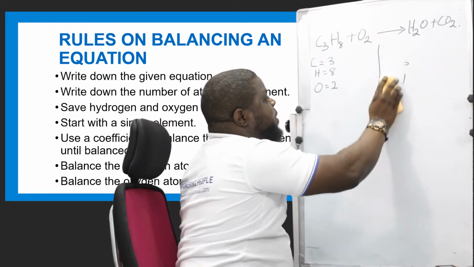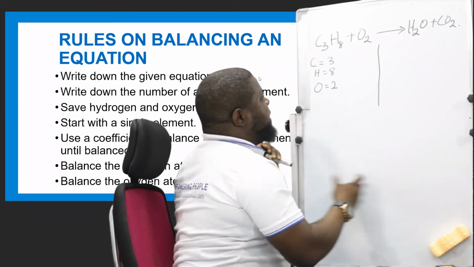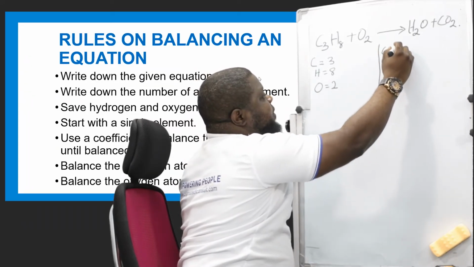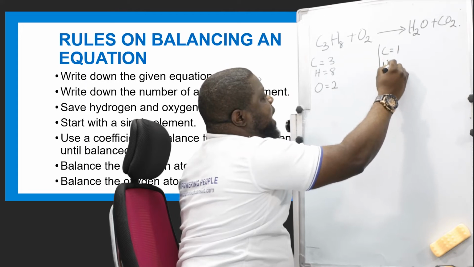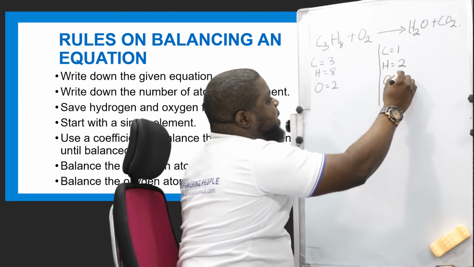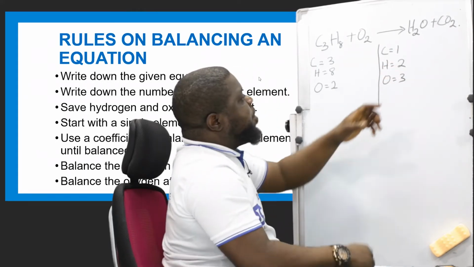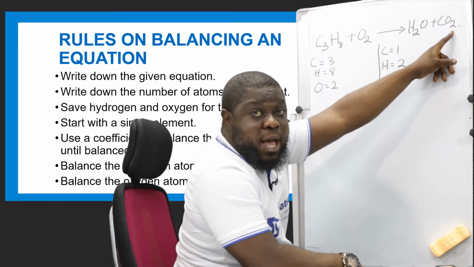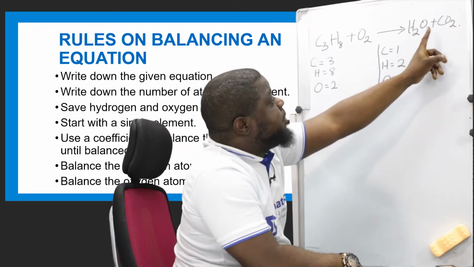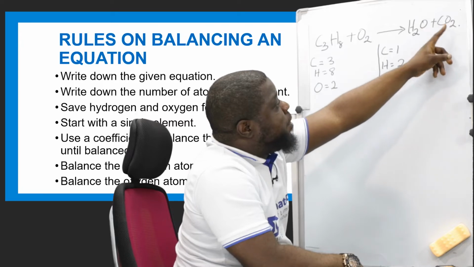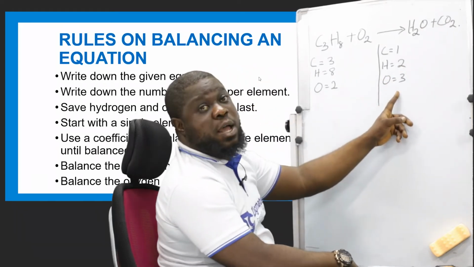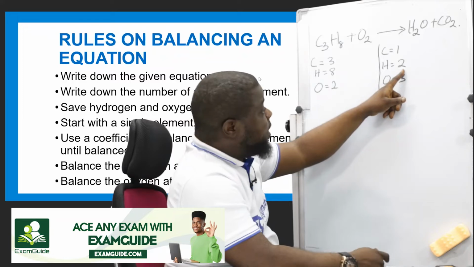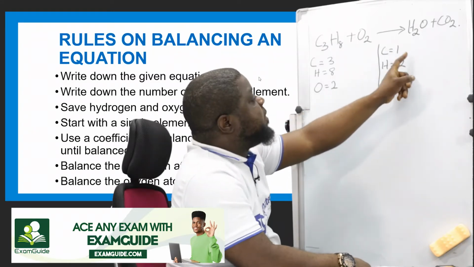Let's take the right side the way we wrote the left. On the right, C is 1, H is 2, and O is 3. Why is O 3? Because there is one oxygen in H2O and two oxygens in CO2. In essence, the oxygen here, 1, plus the oxygen here, 2, gave us 3. The hydrogen here is 2 atoms, and the carbon here is 1.